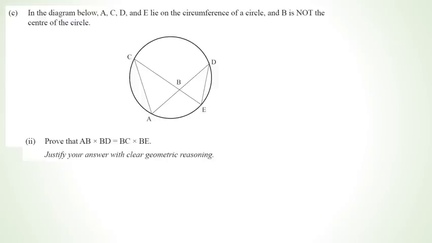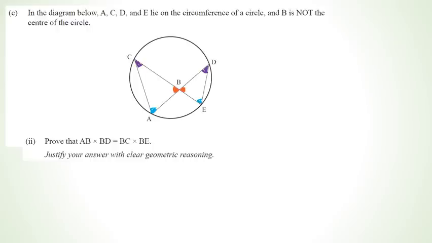Okay, so because it's a follow-on from the previous question, we've already done all the hard work. We've actually proved that these two angles here are the same. We've proved that this and this is the same angle, and we've also proved that these two angles are the same. Now the question is saying prove that AB times BD equals BC times BE.